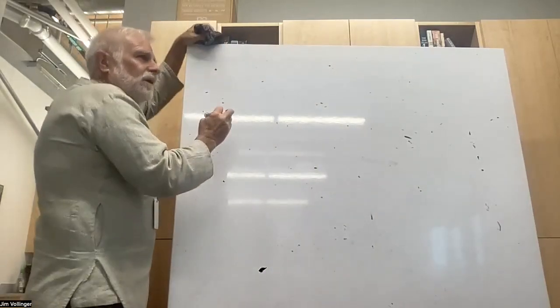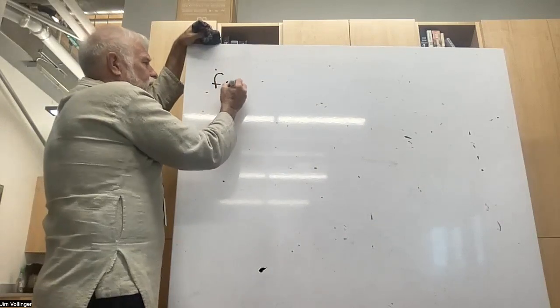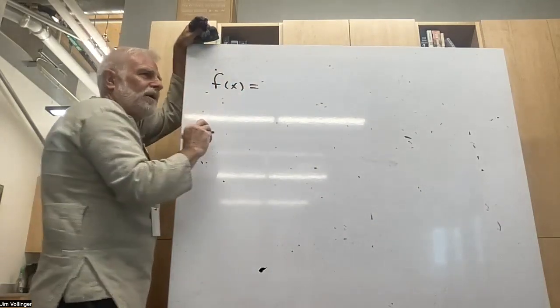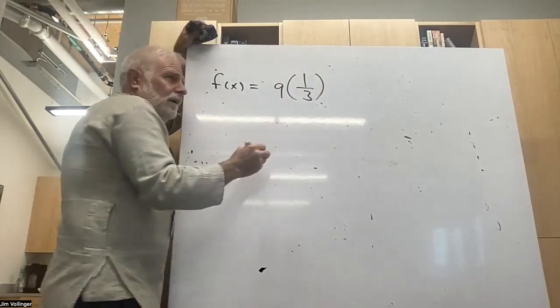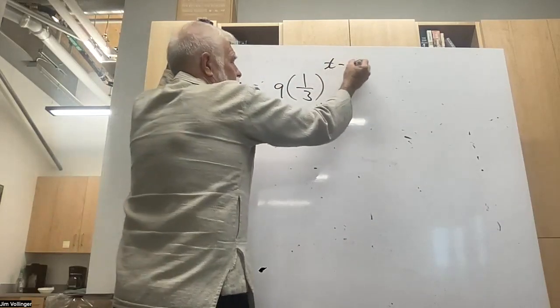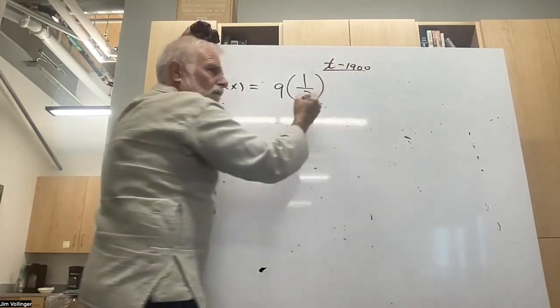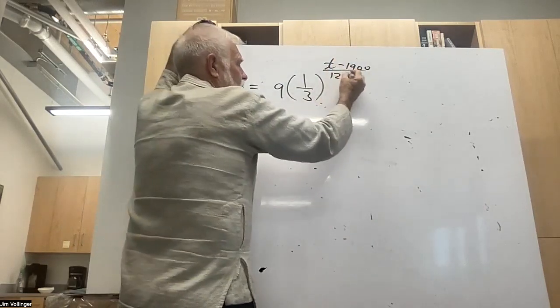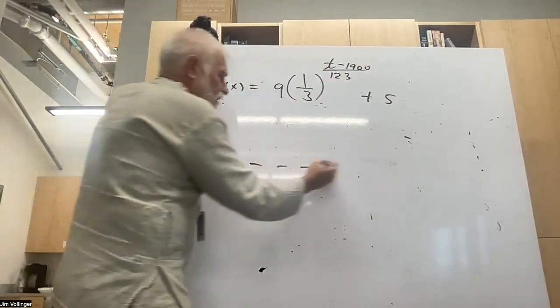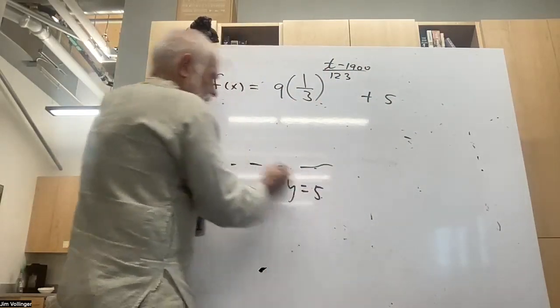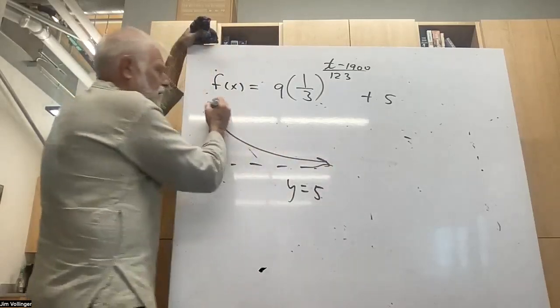So 32, we've got the function f. I wish I had gone timeline here, but that's okay. 9 (1/3)^((t - 1900)/123) + 5. All right, I'm just going to do it quickly, but you take more time. So y equals 5. You've got an exponential decay.